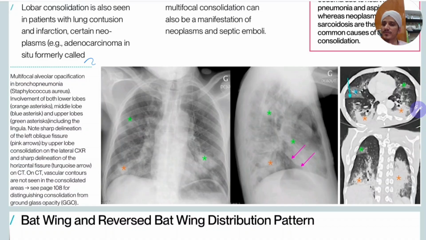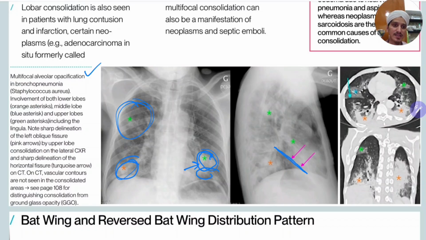So let us see what this is. Multi-alveolar opacification in bronchopneumonia, that is nothing but Staph aureus, involvement of both lower lobes. Yes, here we are able to see involvement of both lower lobes. Middle lobe, blue asterisk, this is the middle lobe, and lingular lobe actually, and upper lobes including the lingula. Here upper lobe is involved, lower lobe, upper lobe, and lingular lobe. Sharp delineation of the horizontal fissure, torquis arrow, but I can appreciate only this oblique fissure.